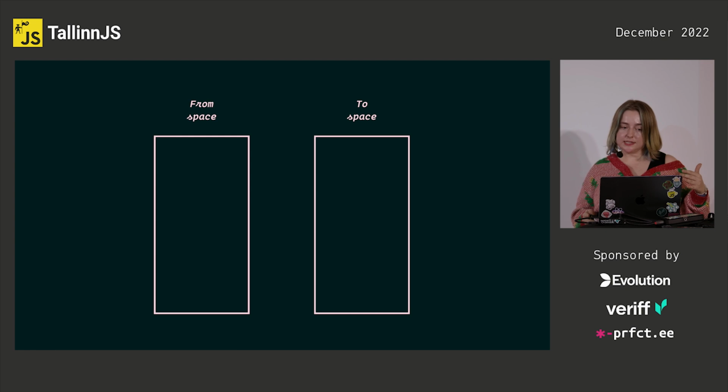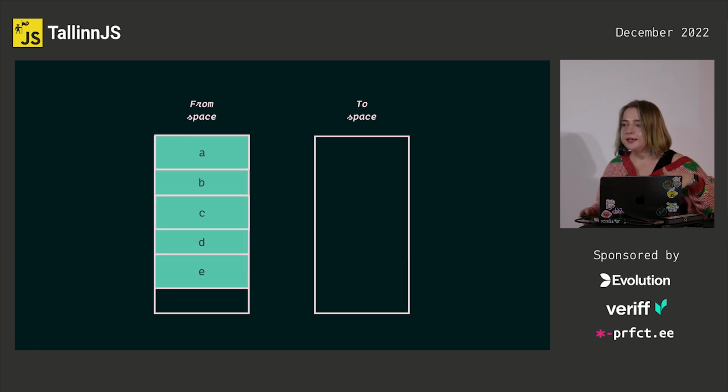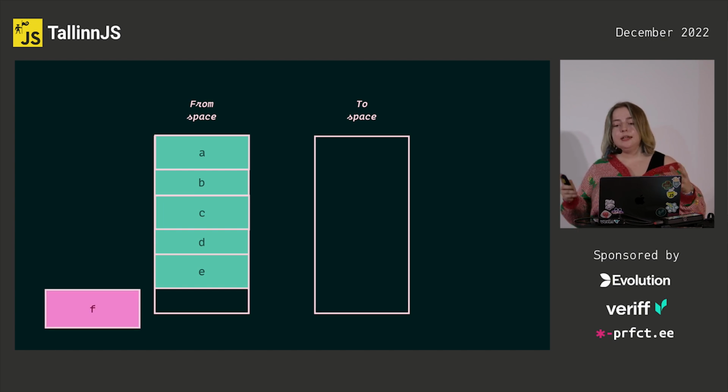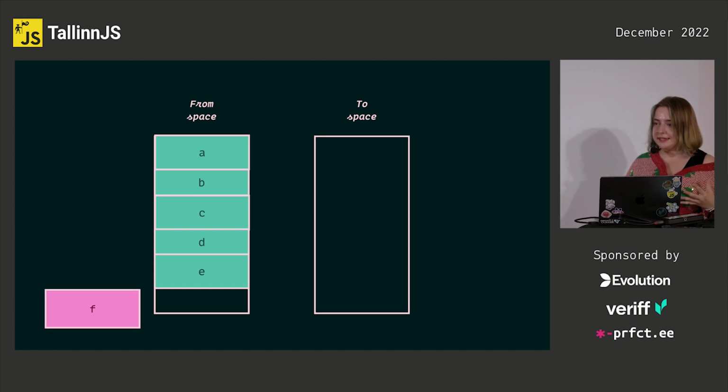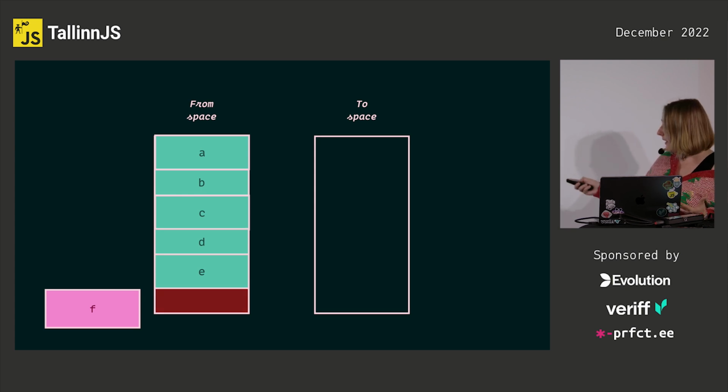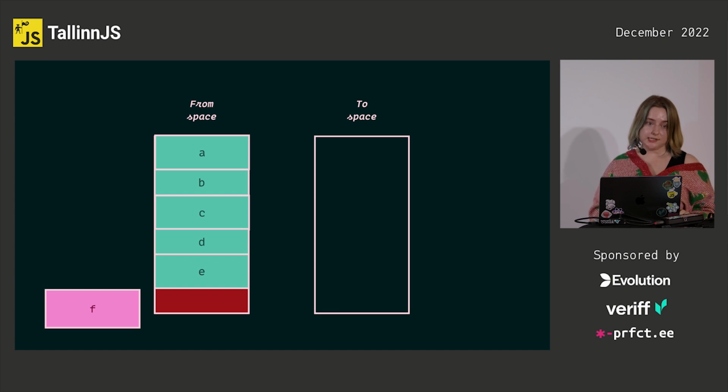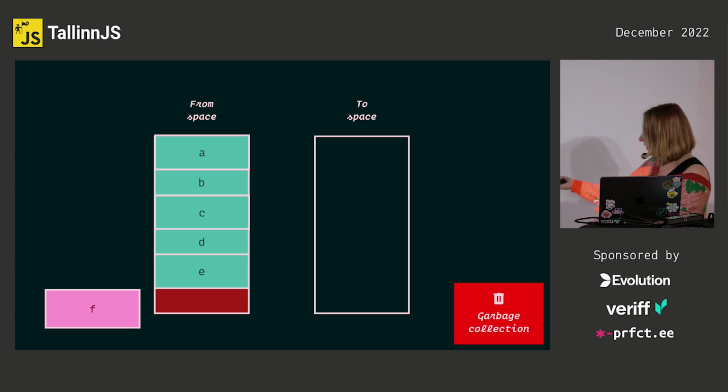So as our program runs, we allocate new objects and new objects into the heap. But then at some point, there comes a time where we are trying to allocate something, but there's just not enough space in order to fit it in. So this is something that triggers a garbage collection cycle. So here, garbage collection comes in.